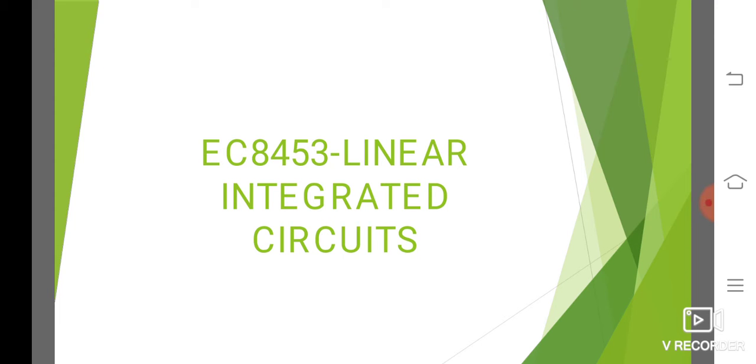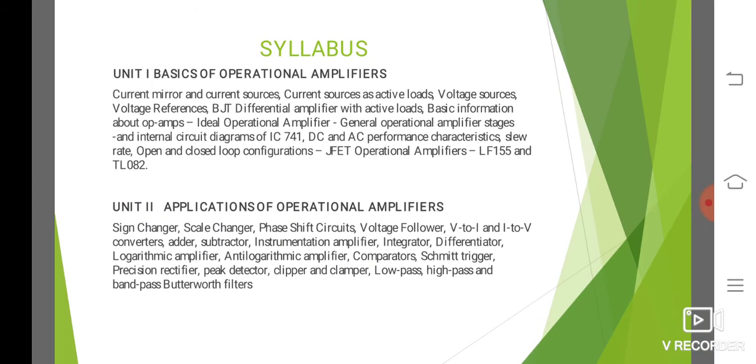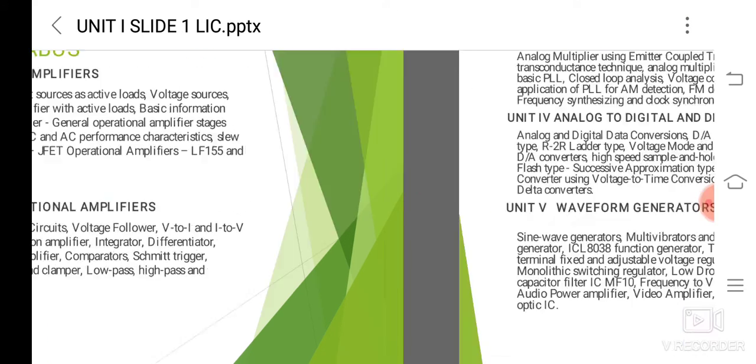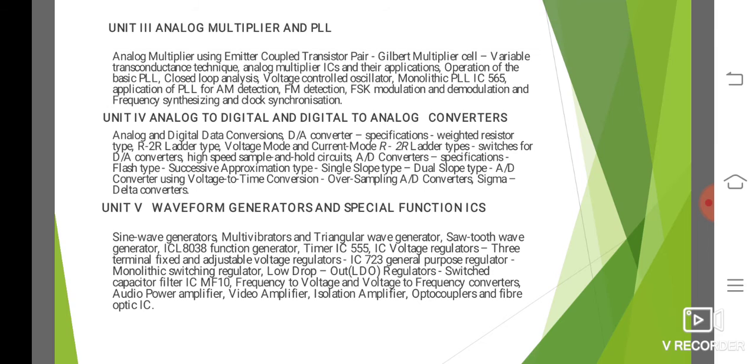We can see the linear integrated circuits syllabus. The first unit covers the basics of operational amplifier. In the second unit we are going to study the applications of operational amplifiers, and the third unit consists of analog multiplier and PLL, and also its applications.